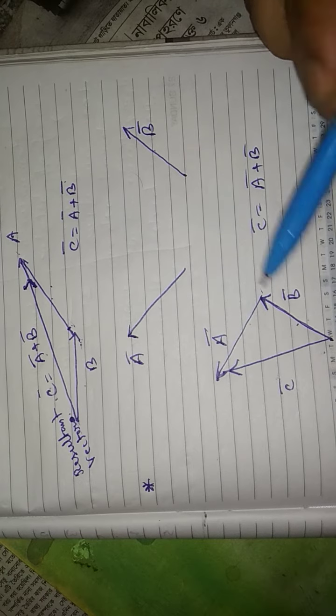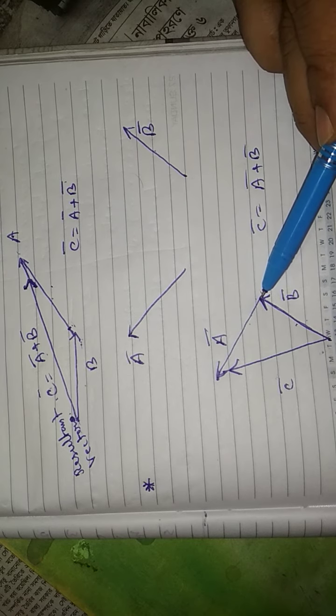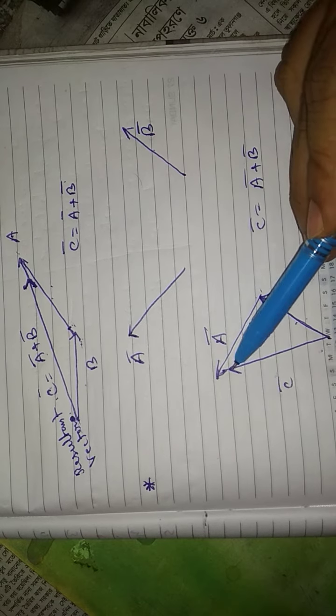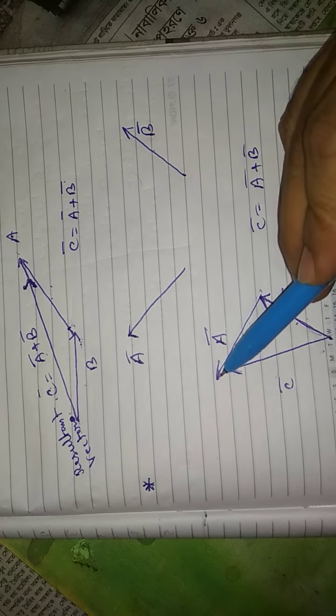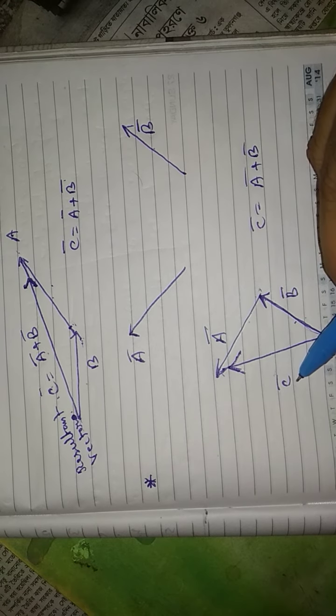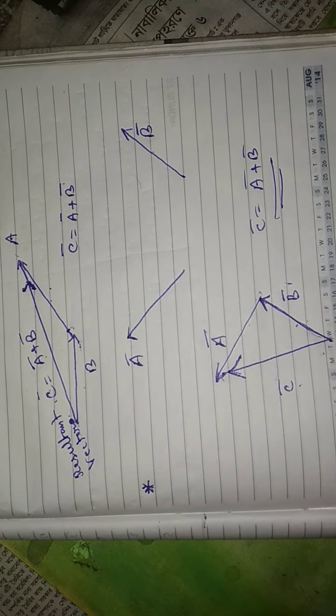And the second process is the tail of A vector is connected with the head of B vector, and their two ends are connected, and this direction will give the resultant this direction. So this C equals to A plus B. So this is all about vector addition.